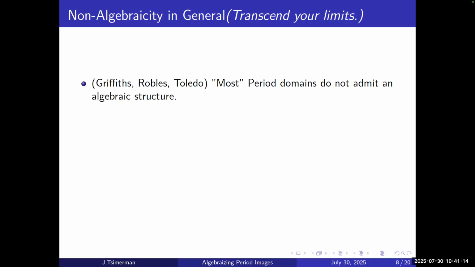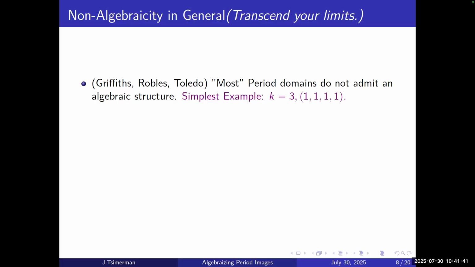And those are nice cases, but part of the thrust of the talk today is that most period domains do not admit an algebraic structure. This is a result due to Griffiths, Robles, and Toledo in the general case. They actually show that the only ones that admit an algebraic structure are basically coming from Shimura varieties and projective spaces, Grassmannians, in a very concrete sense.